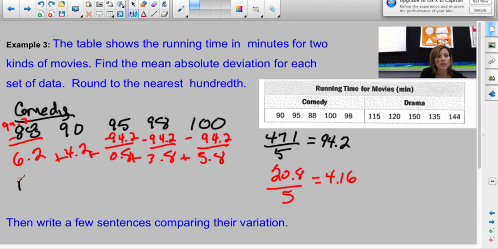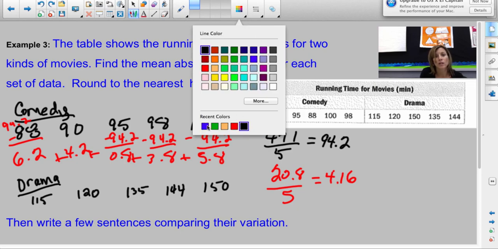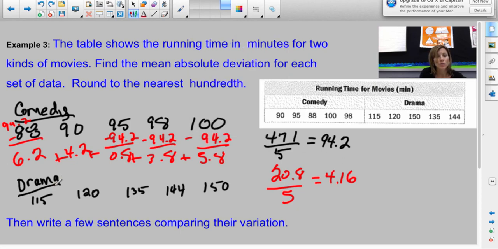So my drama, those numbers in order were 115 minutes, and then 120 minutes, 135 minutes, 144 minutes, and 150 minutes. So that average, 115 plus 120 plus 135 plus 144 plus 150 was 664. Divided by 5 gave us 132.8 as our mean. So we have to take 132.8 minus 115.